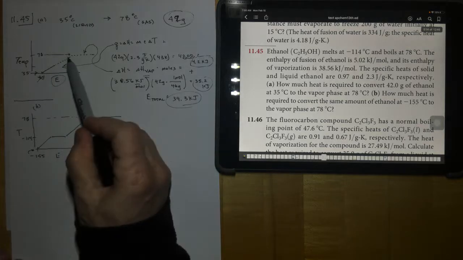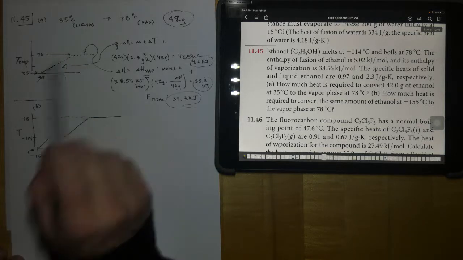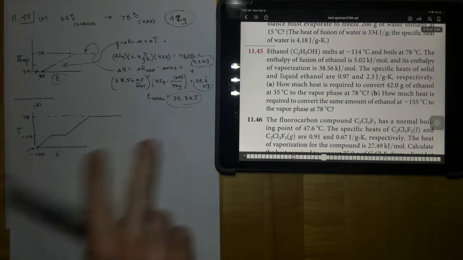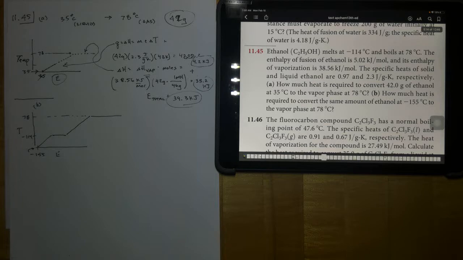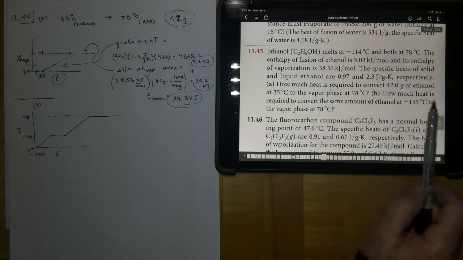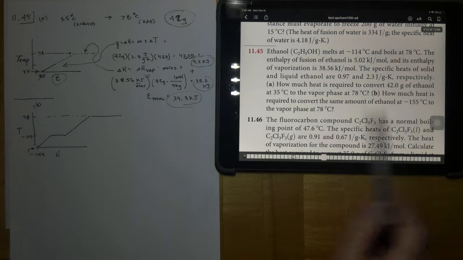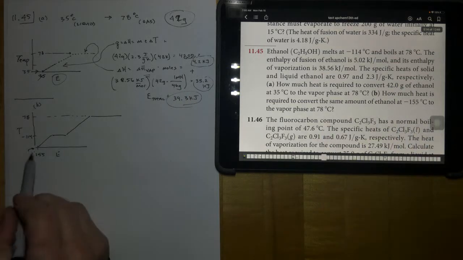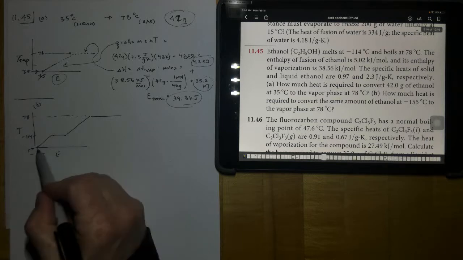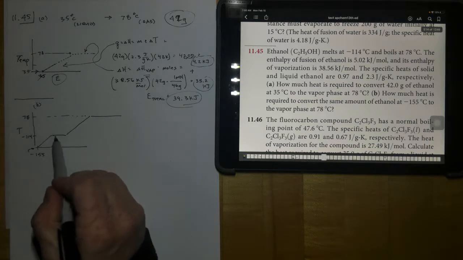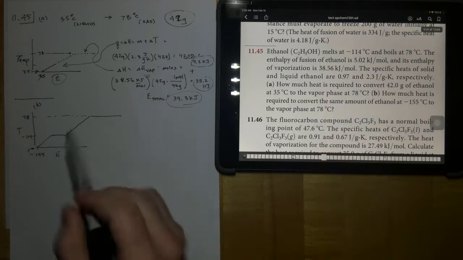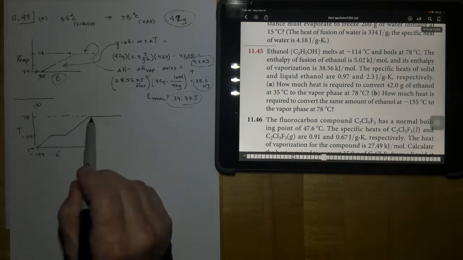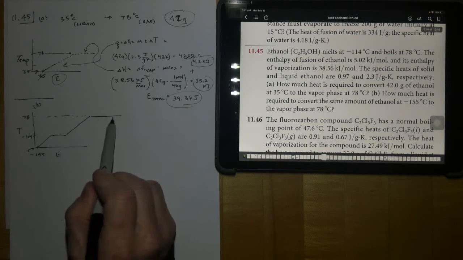So notice the 2 equations that I used. One for when there's a temperature change going on, one for when there's a phase change going on. In letter B, we'll see 2 phase changes, and 2 times when it's just changing with the temperature. So how much heat is required to convert the same amount of ethanol, 42 grams once again, from negative 155 to 78. So here's negative 155, and heat it up until it melts, which is at negative 114. Then we heat it up again until it boils, which is at 78, and then boil it, or change it from liquid to a gas.